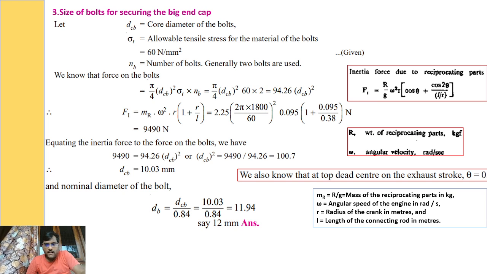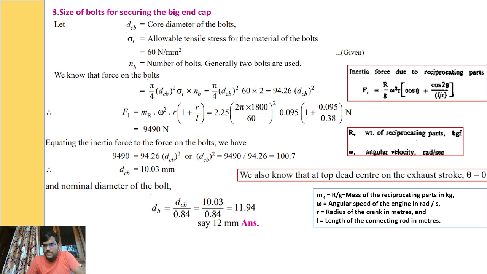Then after that, omega square R, cos theta and cos 2 theta by L by R. So as you know, at top dead center on the exhaust stroke, theta value will be 0. So initially cos 0 will be 1. Then the second one, cos 2 theta by L by R, here also cos 2 into 0.